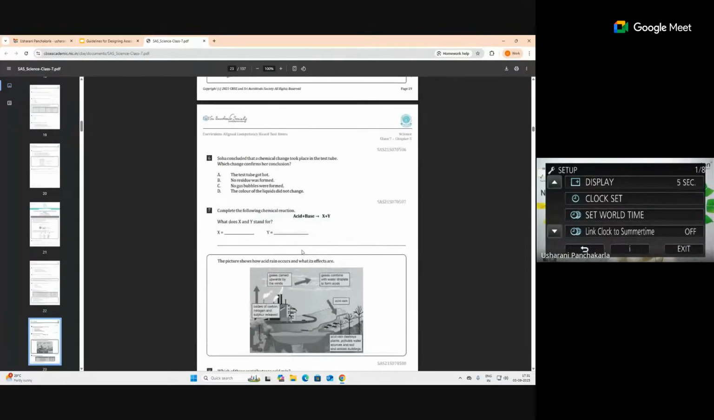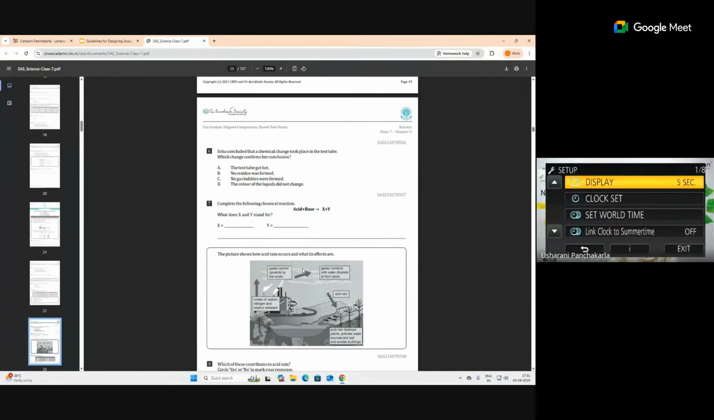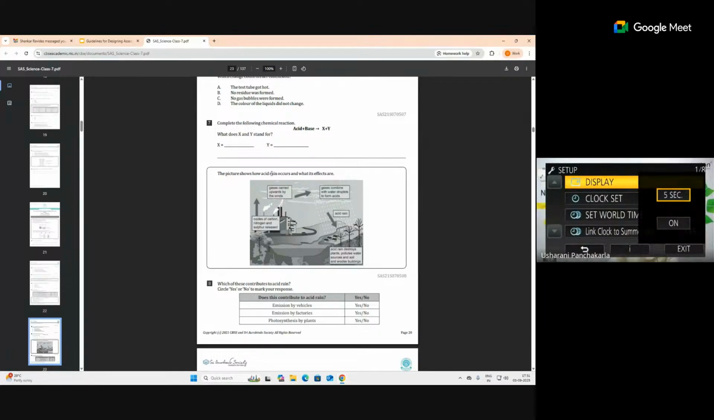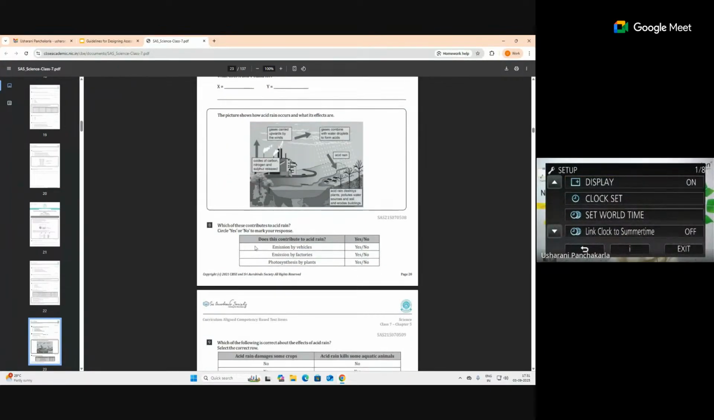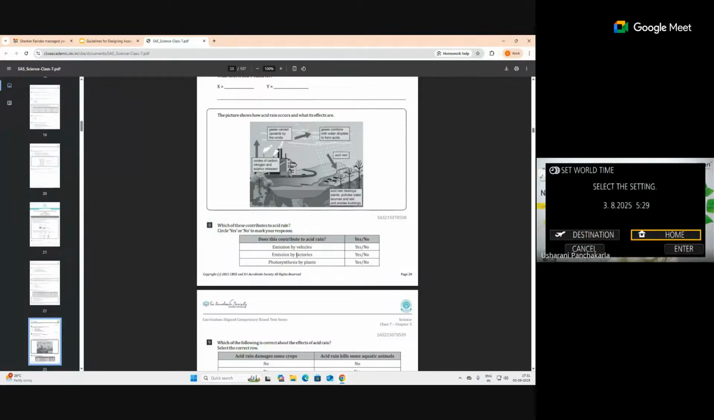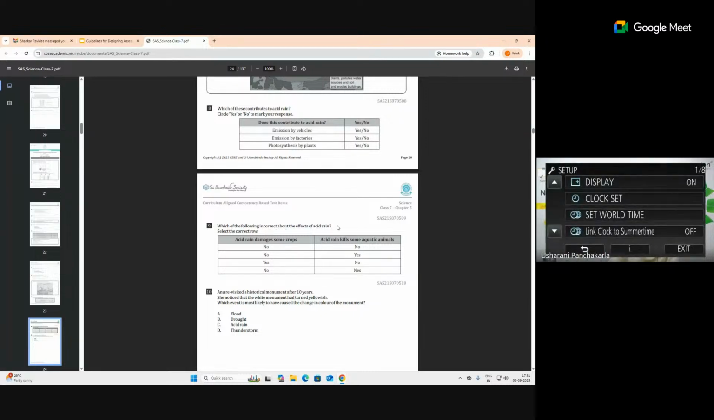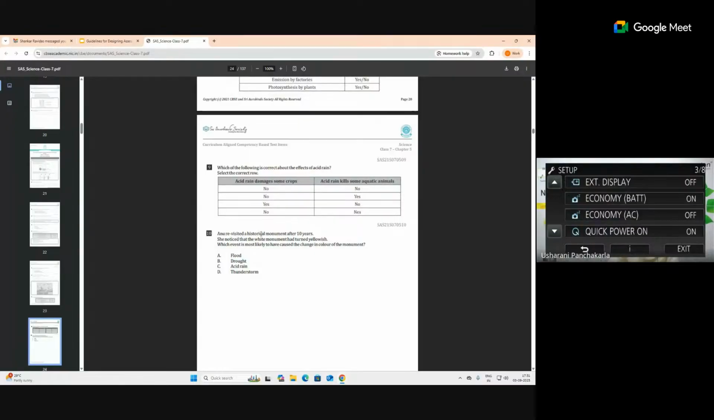This is the one. I just took this question from here, where there is a picture showing how acid rain occurs and what its effects are. Now, which of these contributes to acid rain? Circle yes or no to mark your response. And which of the following is correct about the effects of acid rain? Select the correct row. Anu revisited a historical monument after 10 years. She noticed that the white monument had turned yellowish. Which event is most likely to have caused the change in color of the monument?